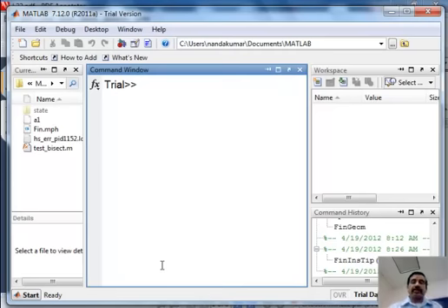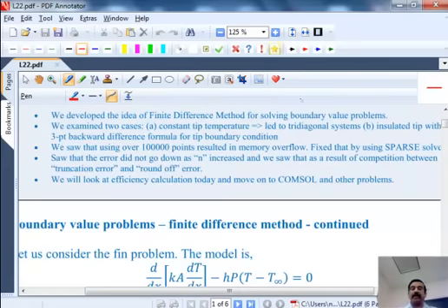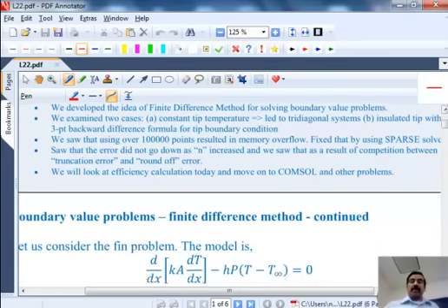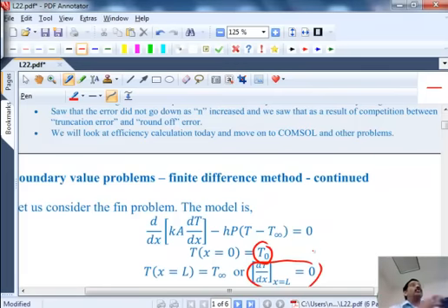And in the last lecture, we looked at this basic idea of the method of finite differences, and we examined two cases for the fin problem. The model itself is given by this equation, and the two cases, two variations, are when the tip temperature is given or when the tip is insulated. That is, the derivative is specified as 0. And we completely finished the first case, and I'm going to continue with the second case where we have a tip that is insulated, implementing it in Matlab.